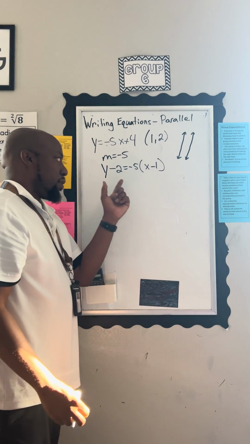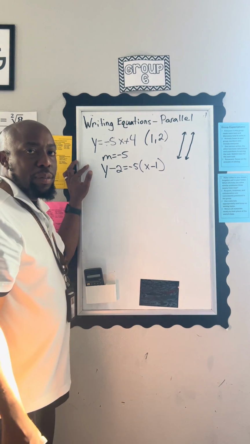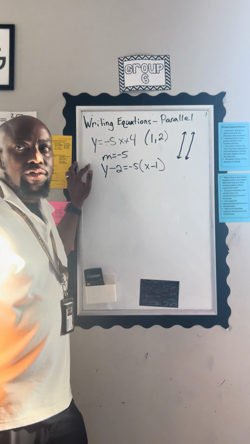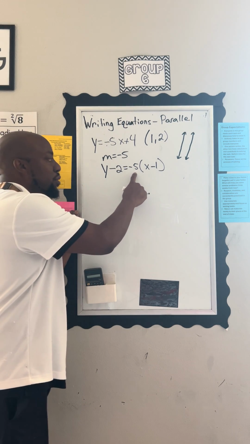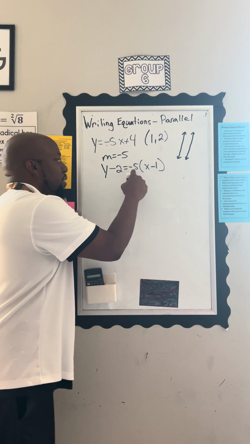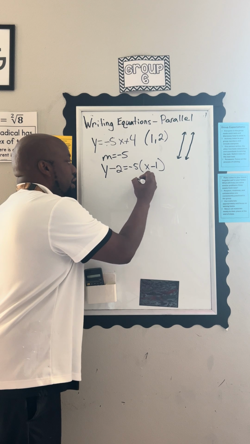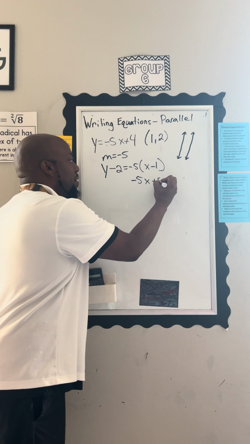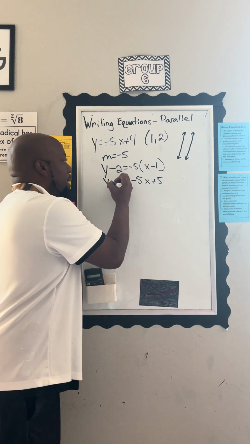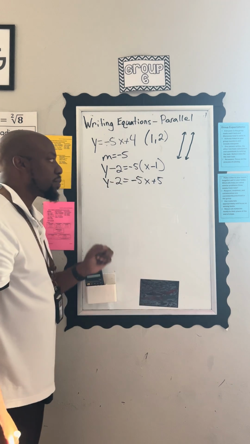This is really an acceptable answer, but I'm going to go ahead and put this in slope-intercept form just for the extra practice. Slope-intercept form tells me to distribute the negative 5. Negative 5 times x is negative 5x. Negative 5 times negative 1 is a positive 5. I'm left with y minus 2 equals negative 5x plus 5.